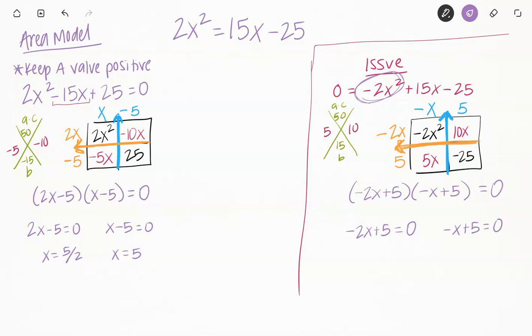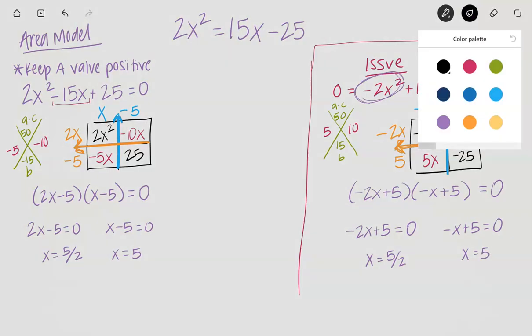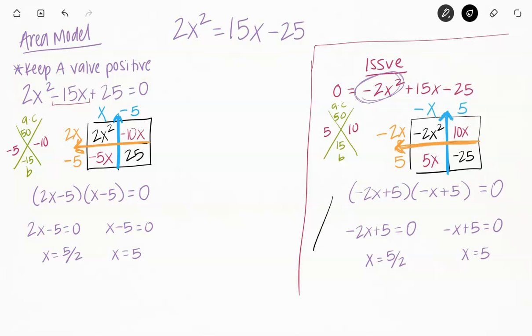If we were to take this and follow those rules and solve it, you will see that our solutions end up being the same. So you subtract 5, divide by negative 2. This solution is still 5/2. Over here, this is still x equals 5. However, this is not okay. All right, this is not okay.